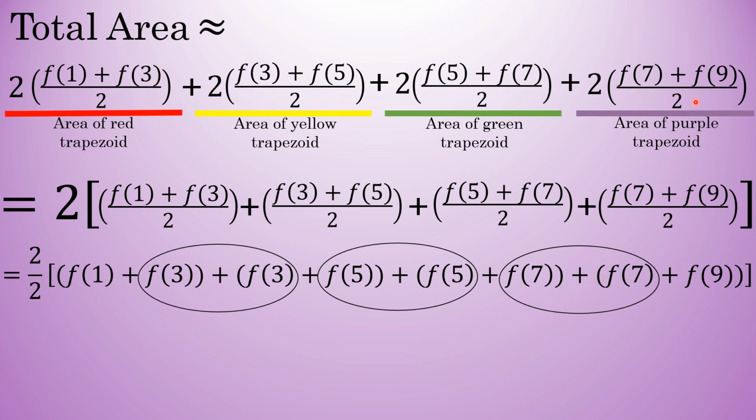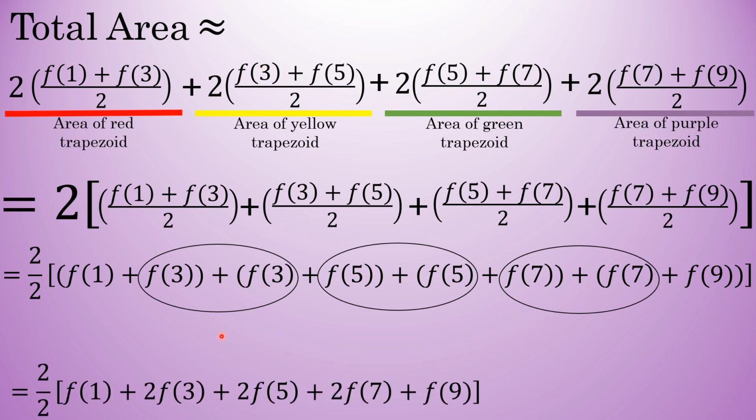Each consecutive trapezoid's area formula ends the same way the next one starts. And you can use that fact to somewhat compact this expression.